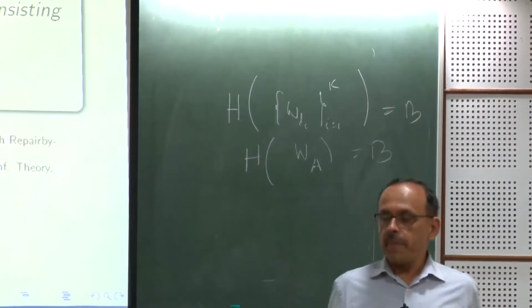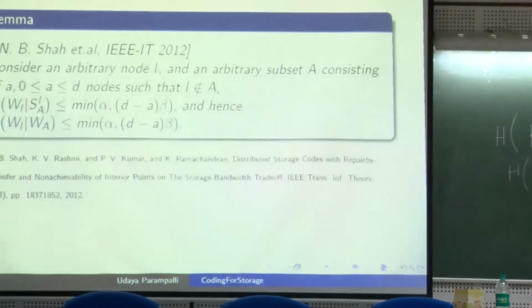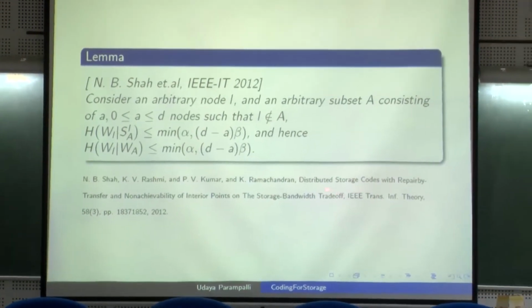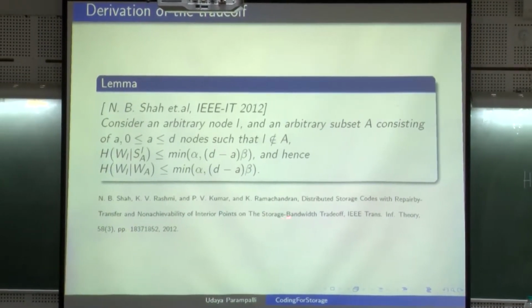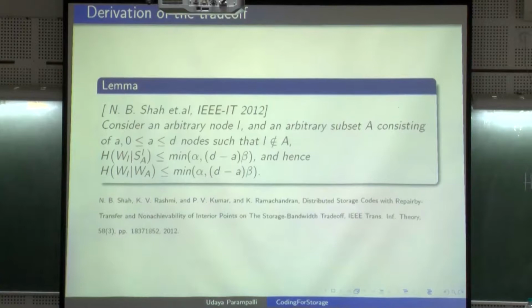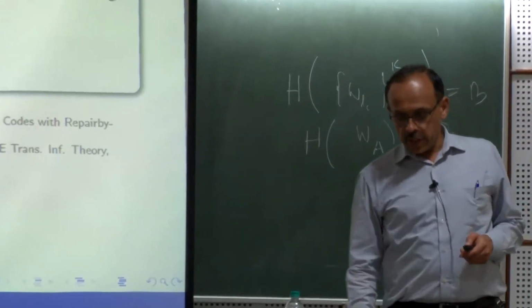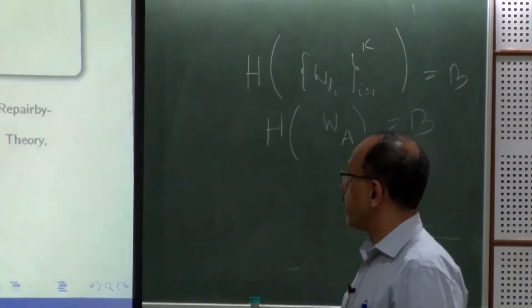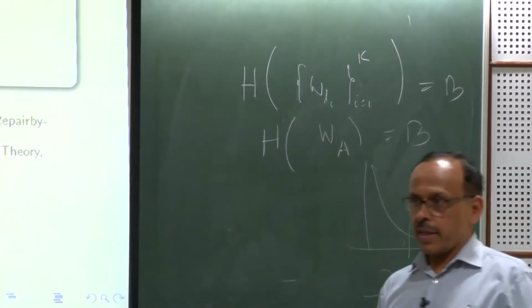So, the first lemma is given in the paper by Shah, Rashmi and Vijay Kumar's students, on distributed storage codes, repair, transfer, and non-achievability of interior points on the storage bandwidth trade-off. It has a much more detailed discussion on the storage bandwidth trade-off curve. So this is the first lemma mentioned in the paper.